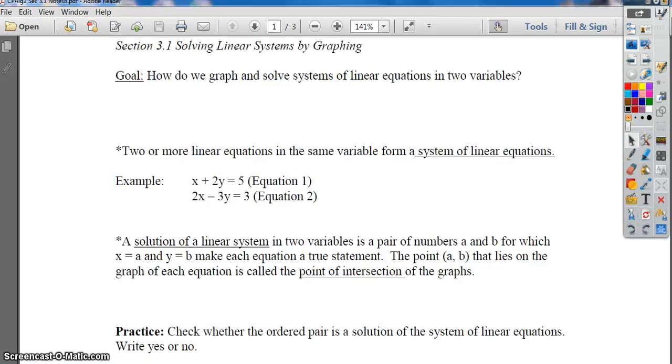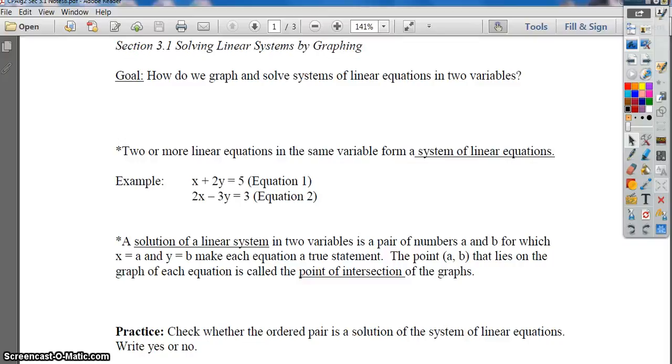Okay, looking at your section, we're solving linear systems by graphing. So you're going to have one graph on top of another graph. That will become a linear system, because you have two linear equations, where they intersect or where they don't intersect would be your solution. Or maybe they intersect at multiple points.